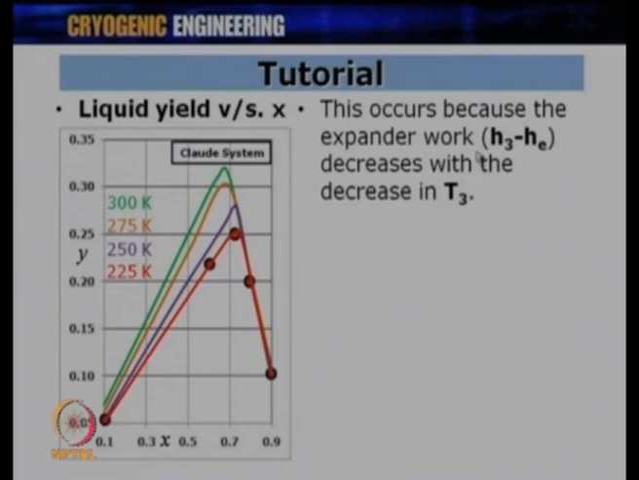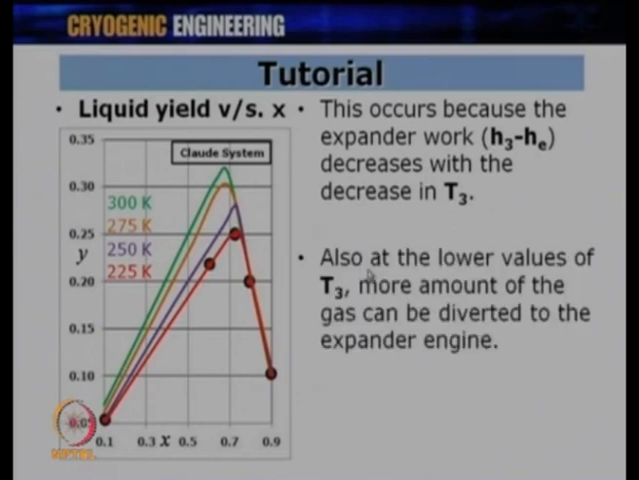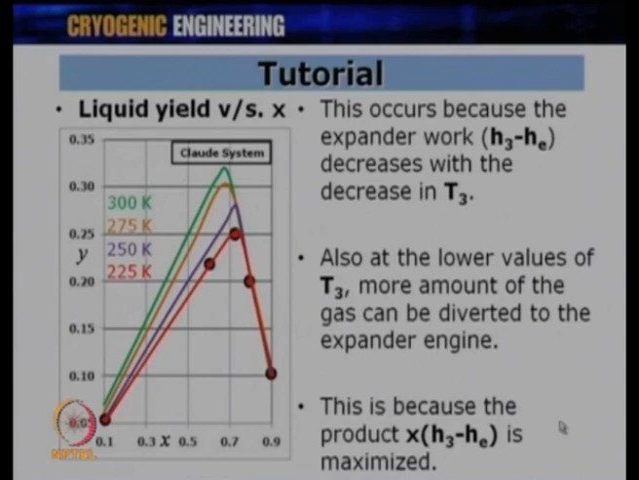So, as soon as I go on lowering the temperature, the value of H3 minus He is going to get less and less, depending on a TS diagram for a particular gas. So, because H3 minus He gets reduced, I can divert more and more gas so that I get an optimum value, all right, and that is the reason that I can divert more and more gas when I come down lower in temperature. Also, at the lower values of T3, more amount of gas can be diverted to the expansion engine. That is what I just talked about. This is because the product X into H3 minus He is to be maximized. I hope I am clear on this.